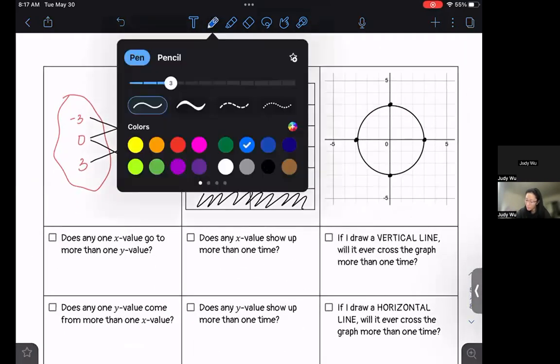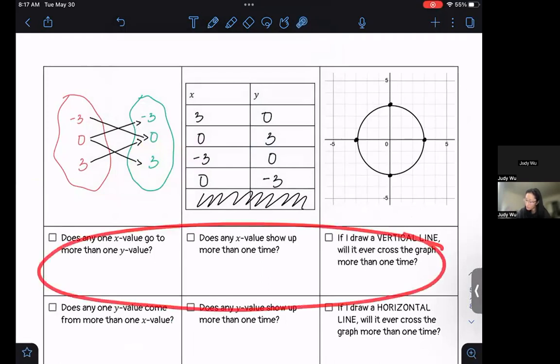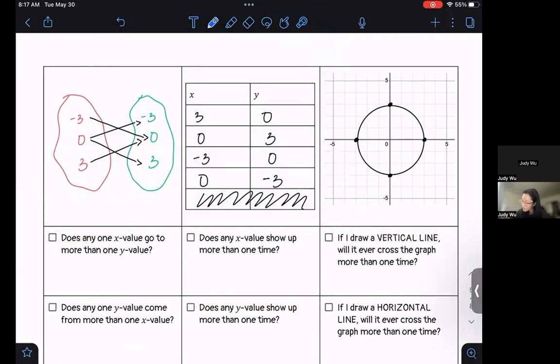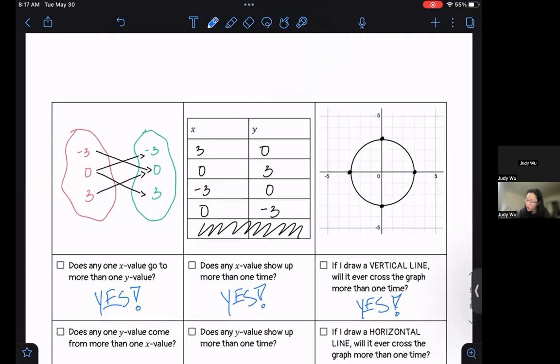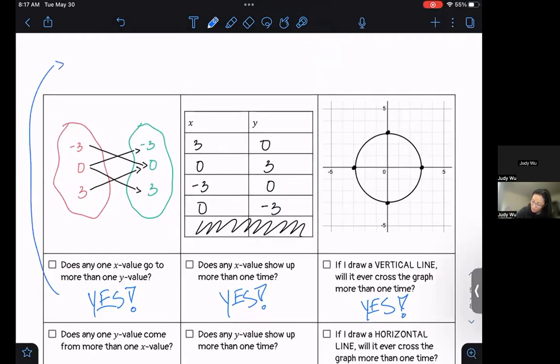So if we were to answer this first set of questions: If you draw a vertical line, will it cross the graph more than one time? Yes, it will. Does any x value show up more than one time? Yes, we get the 0 more than one time. And finally, does any one x value go to more than one y value? Yes, 0 goes to 2 different places. Since all of these are a yes, this is not a function. It is a relation, but it's not a function.